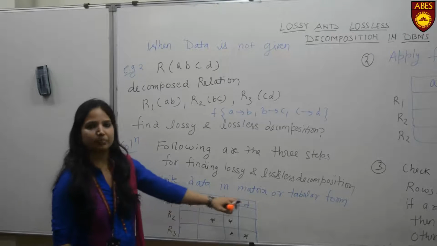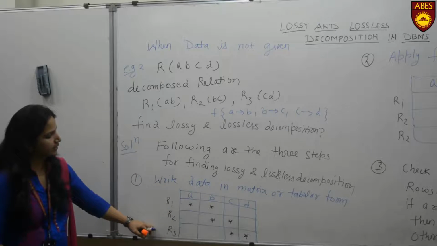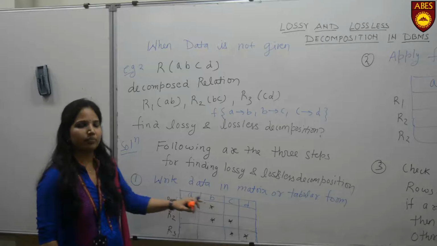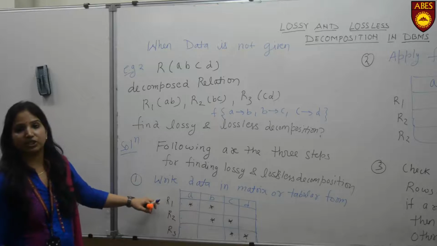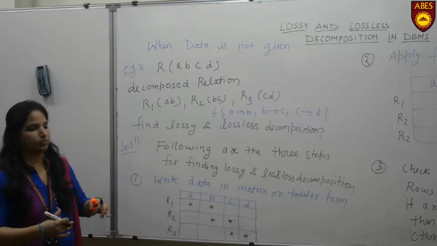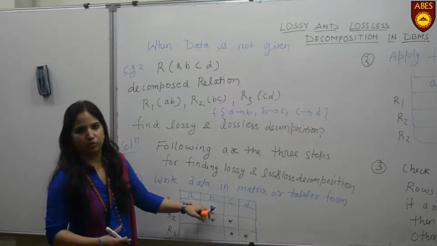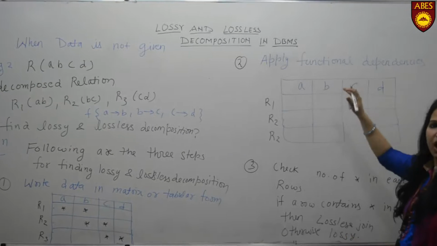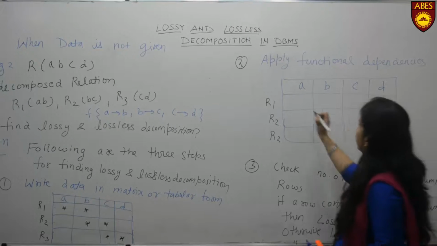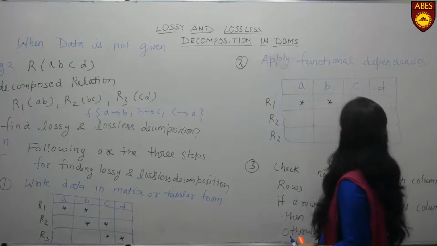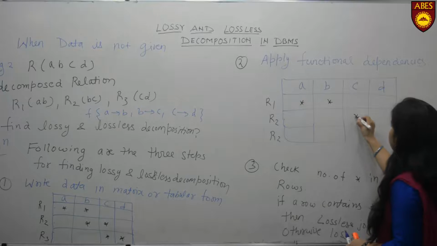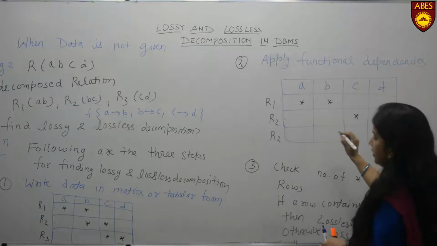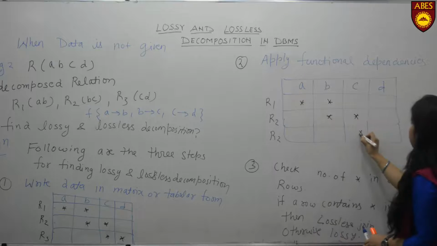The columns represent the attributes, the rows represent the split relations, and we have put a star in only those columns whose split relation contains that particular attribute. In the next step, we will apply the functional dependencies. How will we apply them? Let's put in the entries that came from the first step, so here C and D.